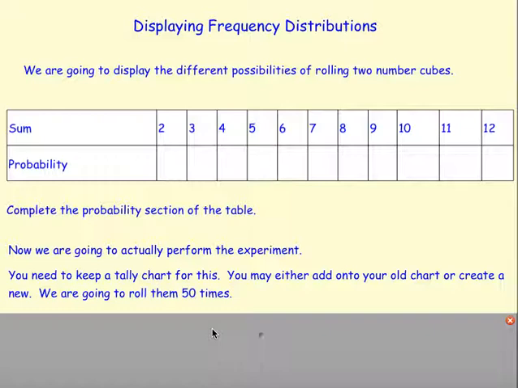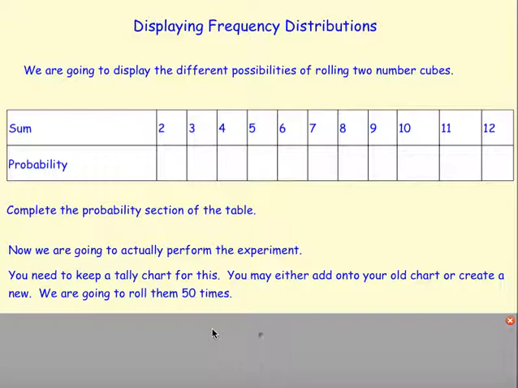Now, we can get all of these different sums, 2 through 12, but their probabilities are not all the same, because for getting a 2, I only have the option of 1 and 1 on the number cubes in order to get that sum of 2. Rather than 6, where I could get a 1 and a 5, a 2 and a 4, a 3 and a 3. We have lots of different options here. Sorry, I'm talking about sums, not multiplication. Just got myself confused there.